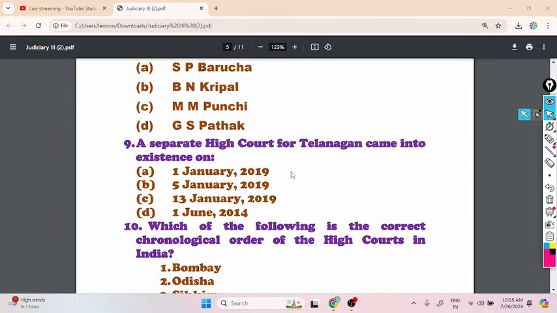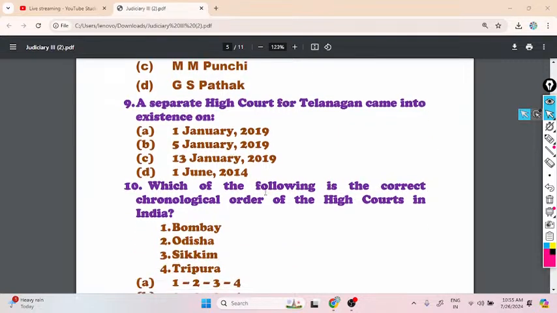A separate High Court for Telangana came into existence on 1st January 2019. Here, the court located in Hyderabad goes to the newly formed state Telangana. It was restructured, so therefore the question is that. But remember, the High Court of Telangana is located in Hyderabad, one of the oldest courts in existence, and that was restructured and came into a new form on 1st January 2019. Okay, that is it. Question number 9, answer A.